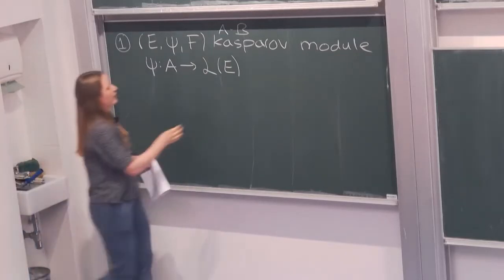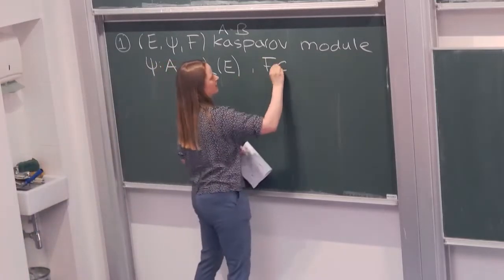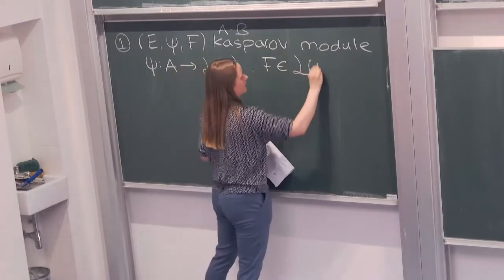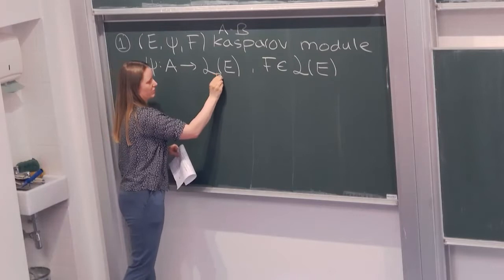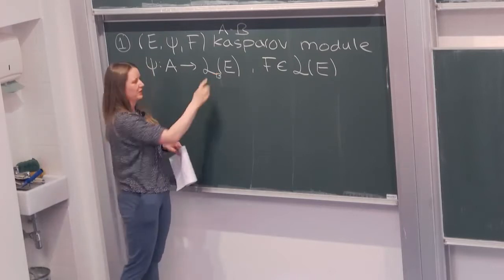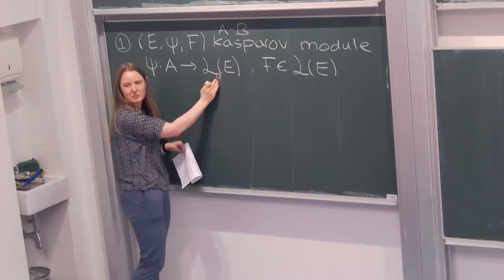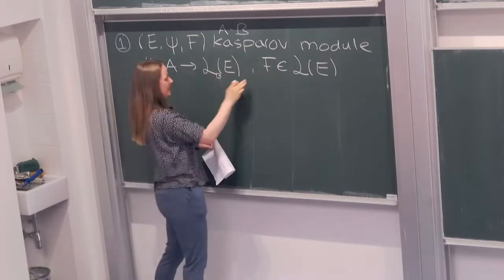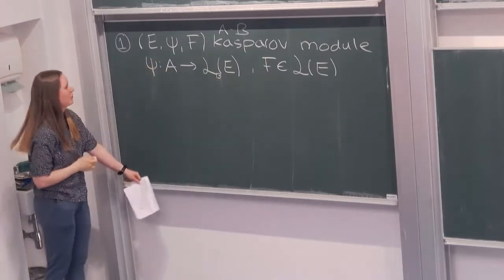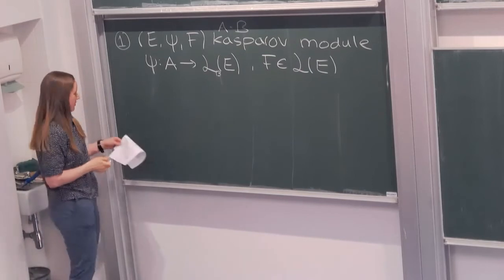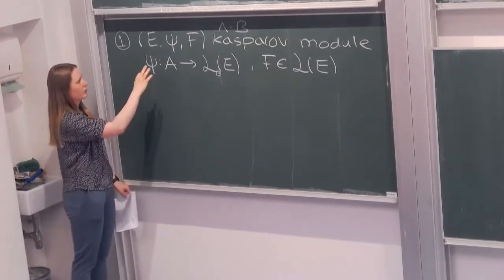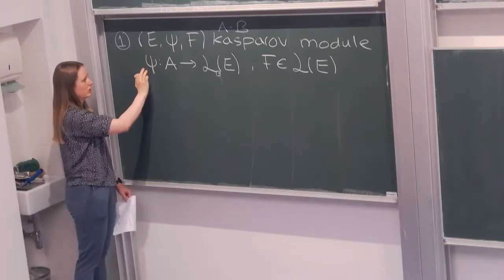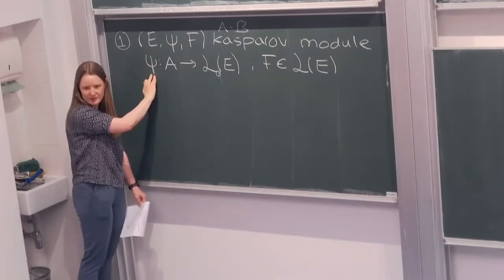And then we have F, this operator inside L of E. I think last time it was also written with a B here to indicate the module. I think I will forget the B many times, but it should be clear what we are looking at. Okay, so now the idea is to put all information about this module into this map.